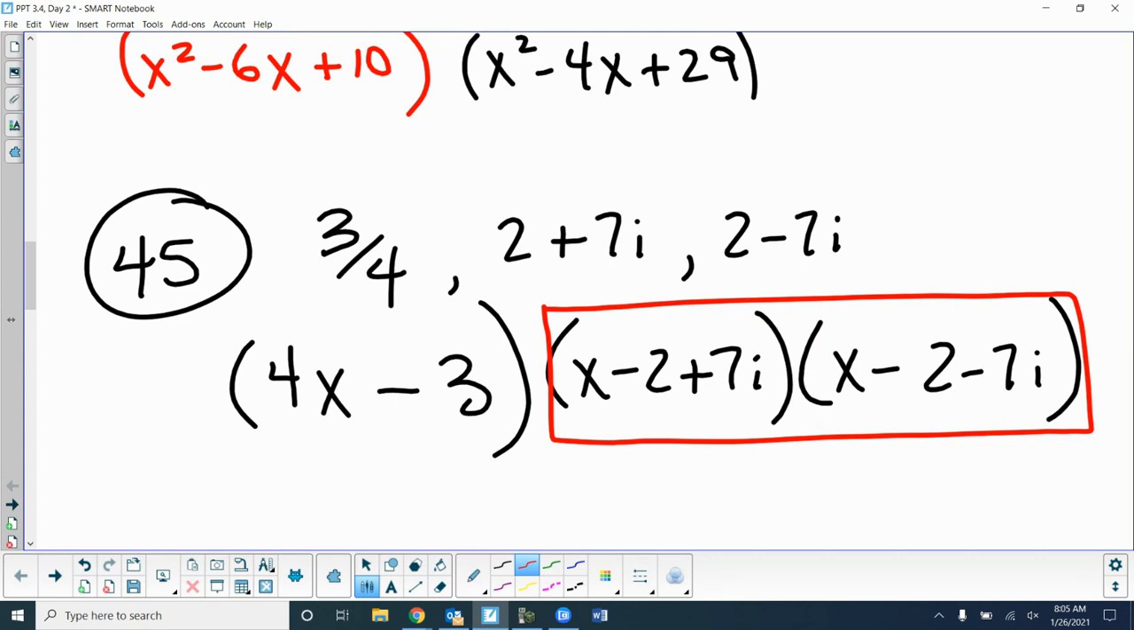All right, so that answer, 45, final answer is 4x cubed minus 19x squared plus 224x minus 159. You guys got any questions on this stuff?